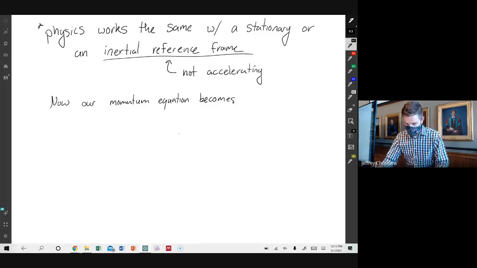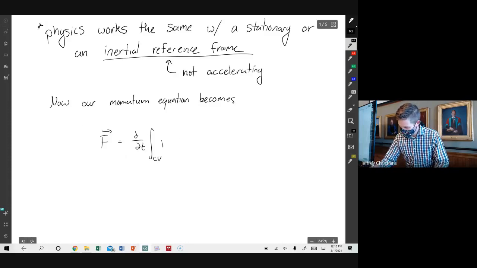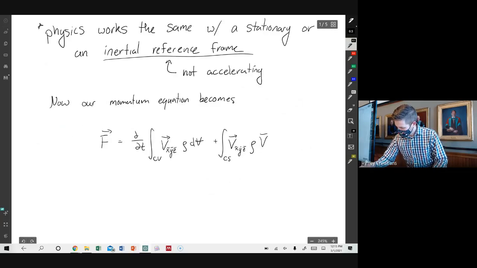So we now have the forces equals d/dt, same as with our control volume, of the integral over the volume of v in x bar, y bar, z bar, rho dV, plus the integral over the control surface of v in x bar, y bar, z bar, rho, v dot dA.